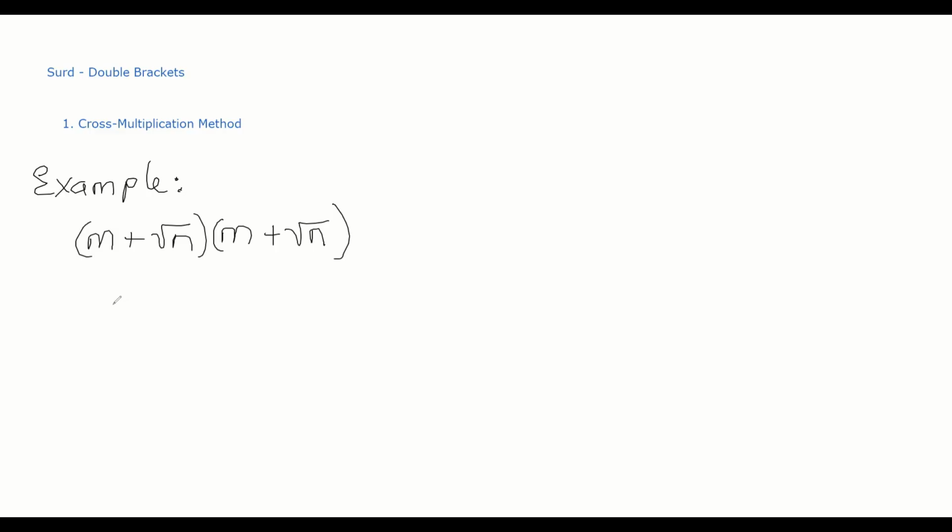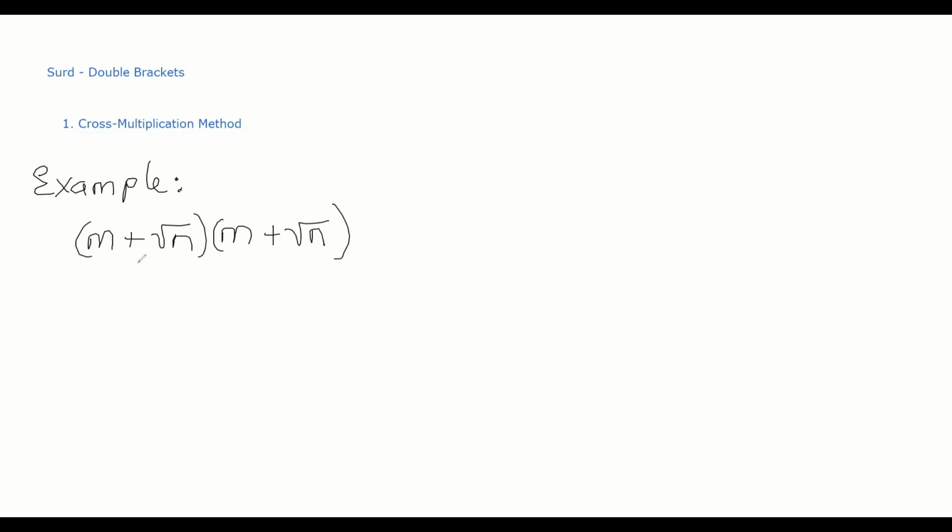Okay, in this session we're going to be looking at surds involving double brackets. There are two major forms we can work problems like this. The first is the cross multiplication method, and the second is using the grid method. So we're going to start with the cross multiplication method, and I'm going to color code it so we can get a better understanding, visual clarity as well.